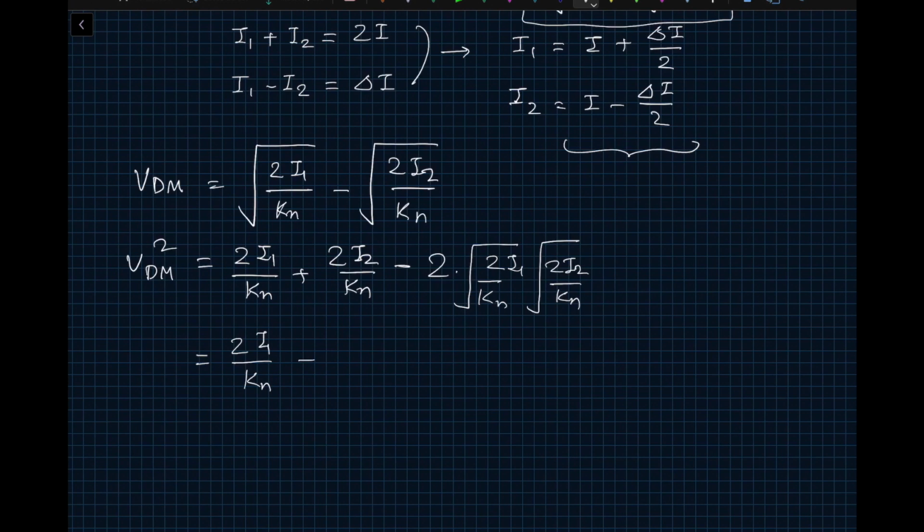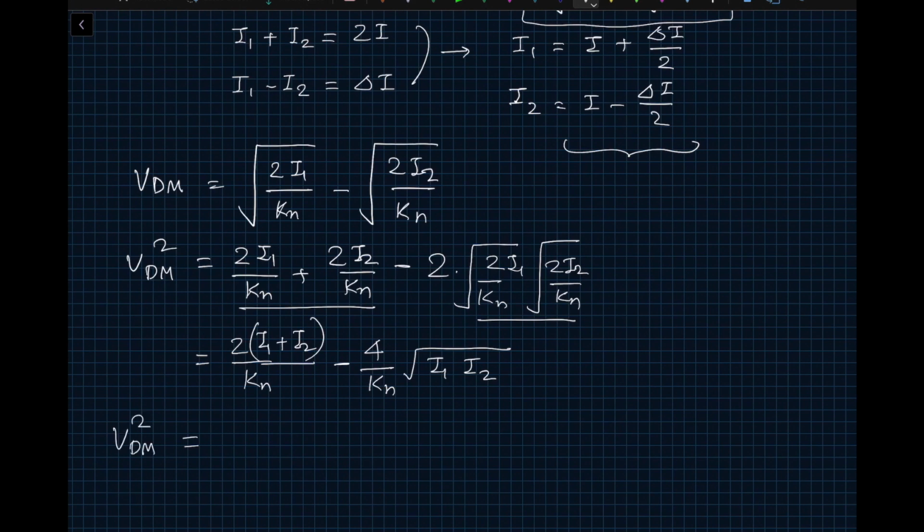Let's simplify it a little further. You'll have I1 plus I2, these two terms coming together, times 2 divided by Kn, minus 4 divided by Kn times square root of I1 I2. We already know what I1 plus I2 is, so we can substitute that. VDM square will be equal to 2 times 2I divided by Kn, minus 4 divided by Kn, and here I would put I plus delta I by 2 and then I minus delta I by 2, both under the square root.